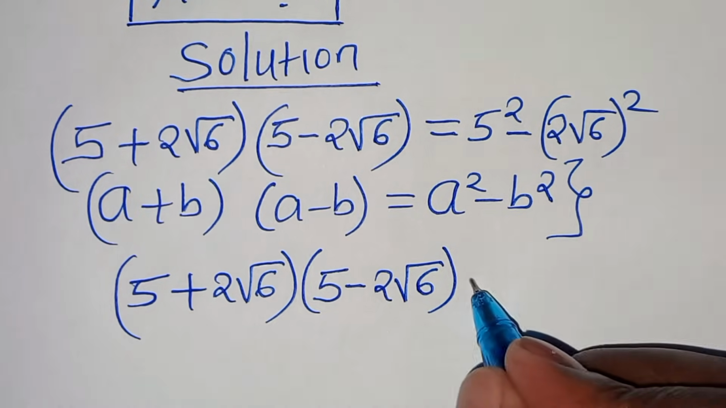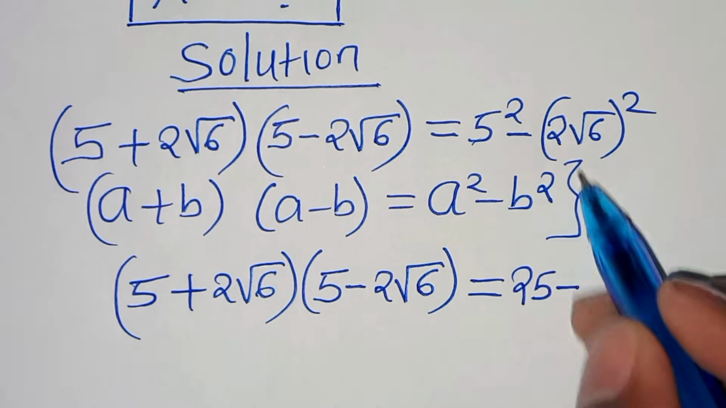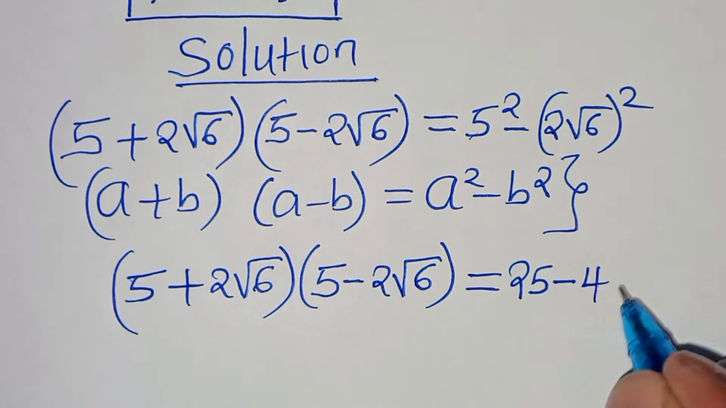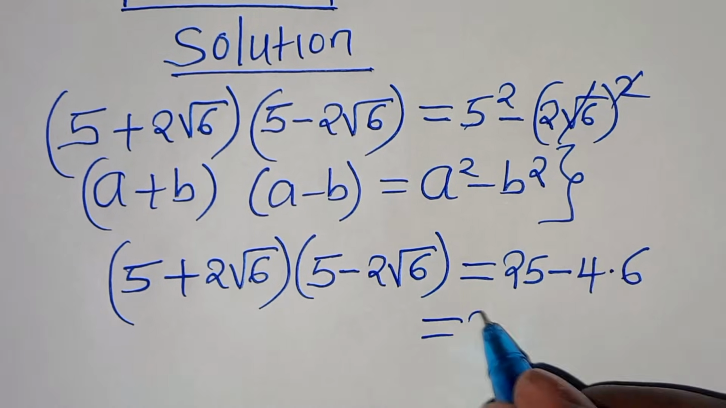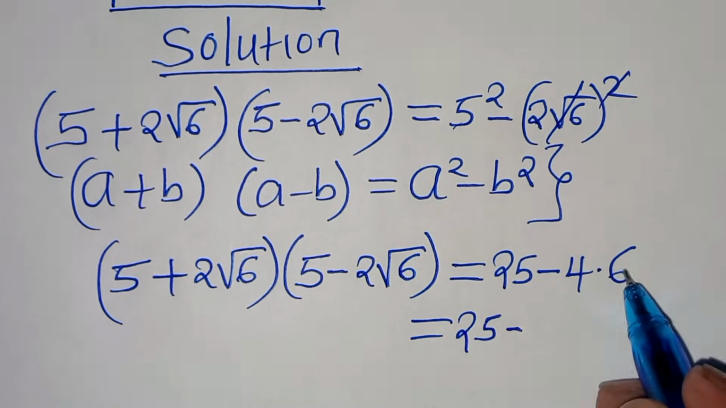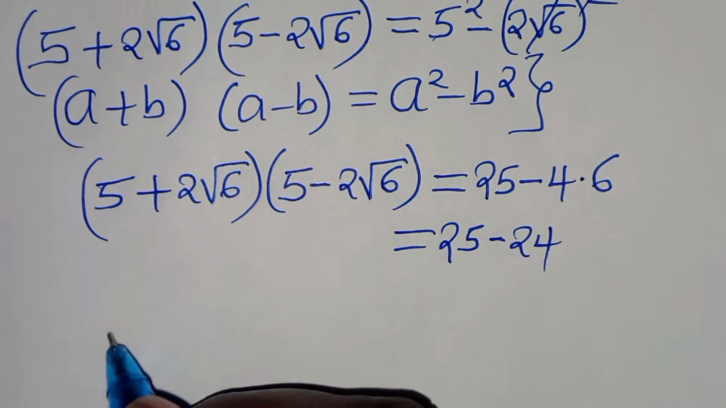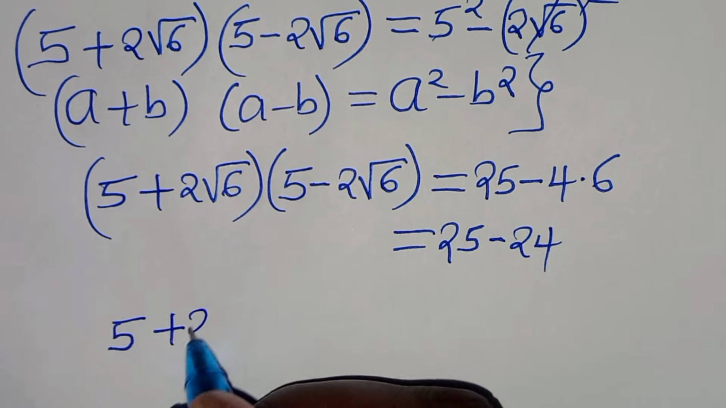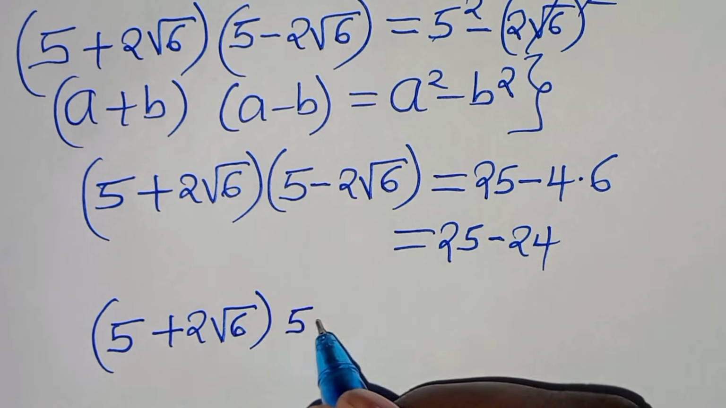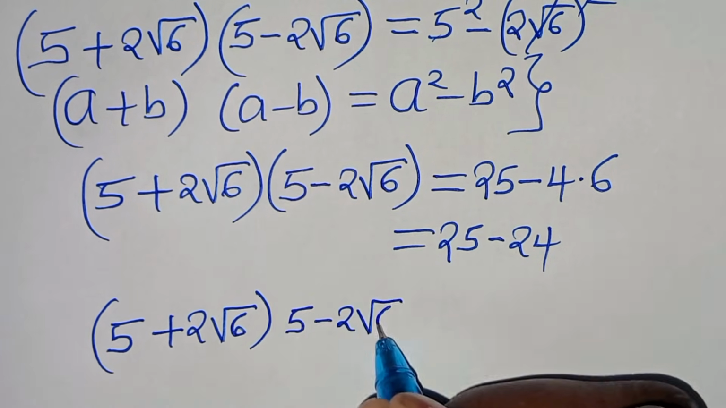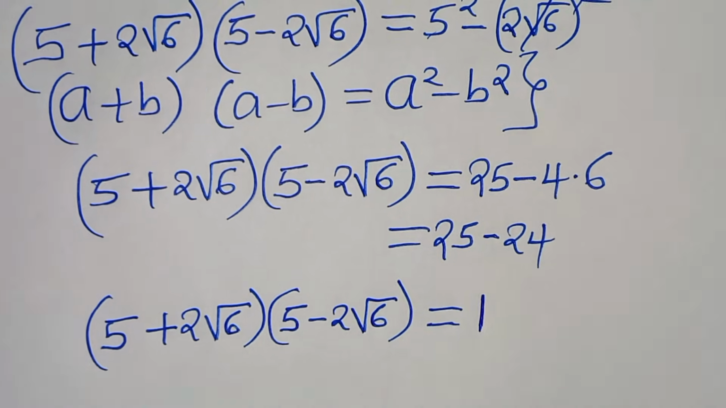So 5 plus 2 root 6 multiplied by 5 minus 2 root 6 is equal to 5 squared, which is 25, minus 2 squared, which is 4, times 6, which is 24. So this implies that 5 plus 2 root 6 multiplied by 5 minus 2 root 6 is equal to 25 minus 24, which is 1.